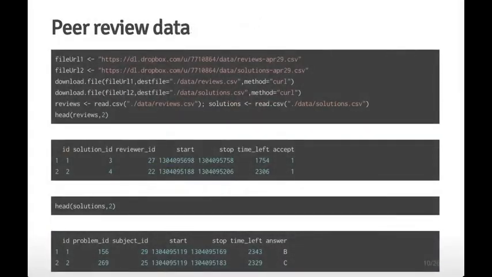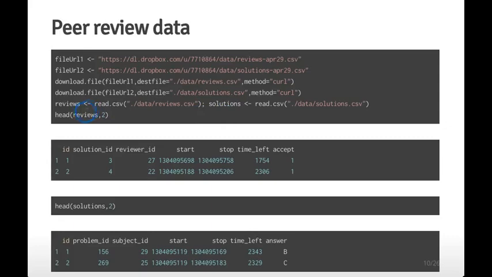So again, to load in the peer review data, we have the URLs of the review and solution data sets that are on Dropbox. We can download those files using the download.file commands that we've learned about earlier in getting data. And then we can load in the reviews and solutions data sets separately with the read.csv command. So at the end of the day, we have two data sets, the reviews data set and the solutions data set. And what we would like to do is look at those and see if there's anything that we need to do to process them, and maybe if we can put them together into one data set.